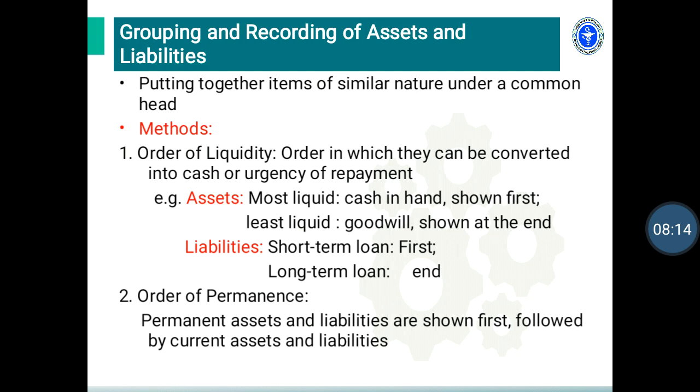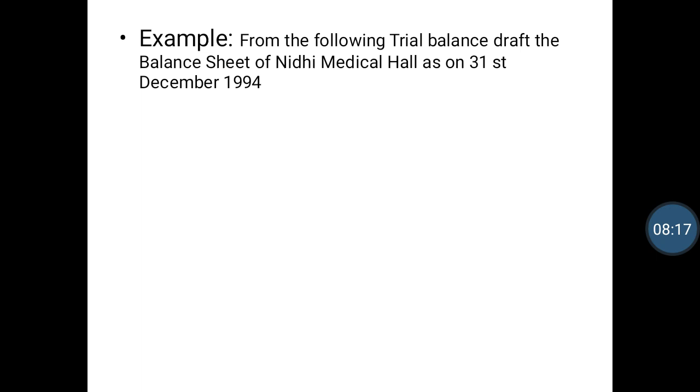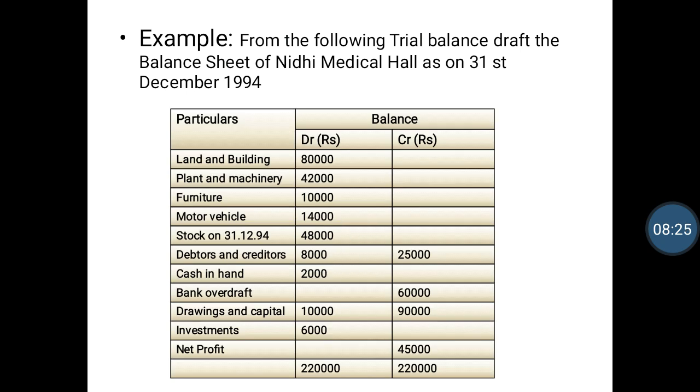So let us see an example of a balance sheet. From the following trial balance, draft the balance sheet of Nidhi Medical Hall. So this is the trial balance. The trial balance shows the different transactions related to assets and liabilities. So for preparation of a balance sheet, first we think about the assets. Assets means whatever cash in hand or land, plant, machinery, all things are involved under the assets.